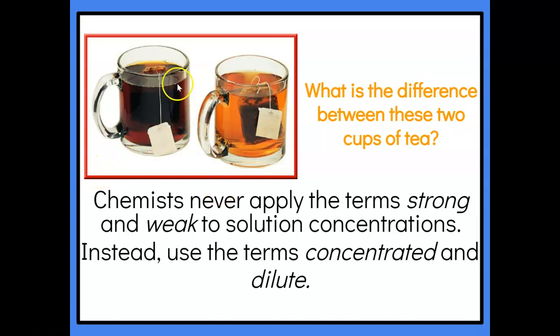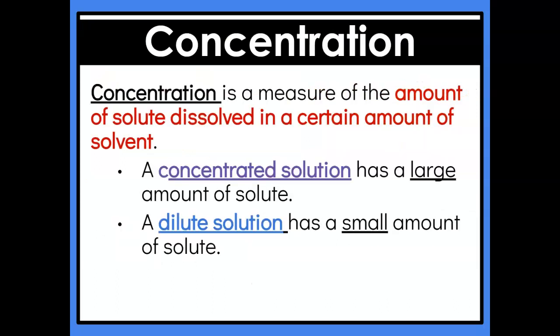Okay, so on the left, this would be a concentrated solution, and on the right, this would be a dilute solution. So the more solute you have per solvent, the more concentrated your solution is going to be. Okay, concentration is just a measure of the amount of solute dissolved in a certain amount of solvent. So a concentrated solution has a large amount of solute. So in that picture we just saw, it would be the darker tea. And a dilute solution has a small amount of solute, so it's that lighter tea that was on the right-hand side.